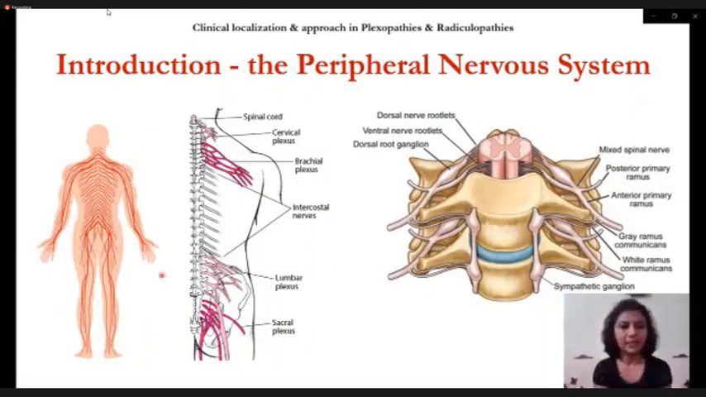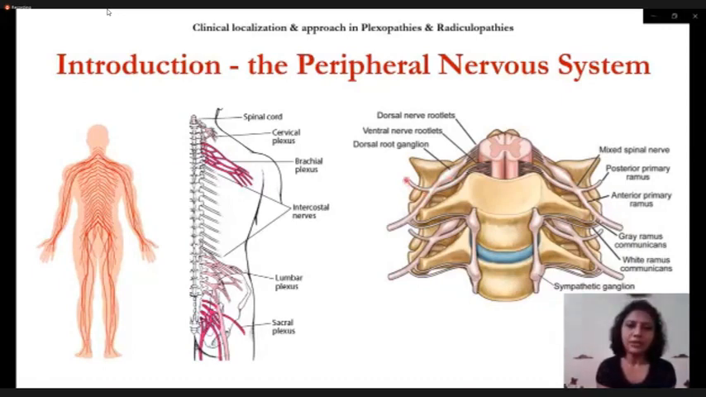Here is a schematic representation of the peripheral nervous system. As you all know, there are 31 pairs of spinal nerves that innervate the limbs and the trunk. Each spinal root is made up of the dorsal or the sensory root with the dorsal root ganglion, as well as a ventral or a motor root. These roots fuse in the intervertebral foramen, just distal to the dorsal root ganglion to form the spinal nerve.